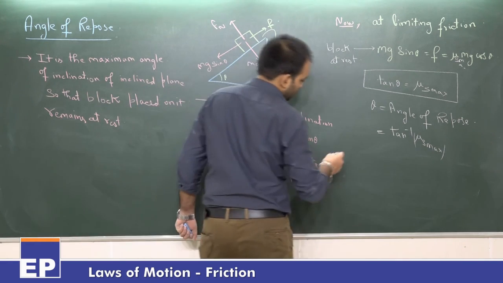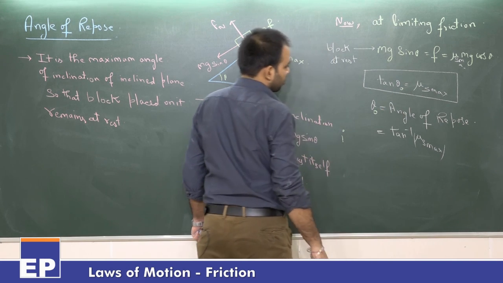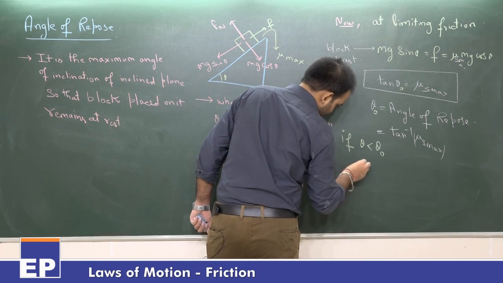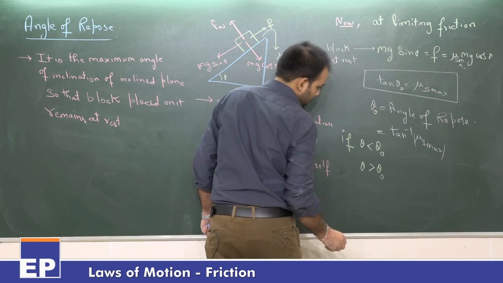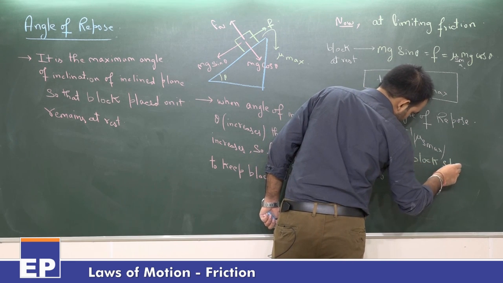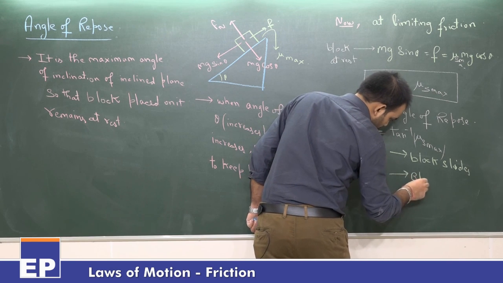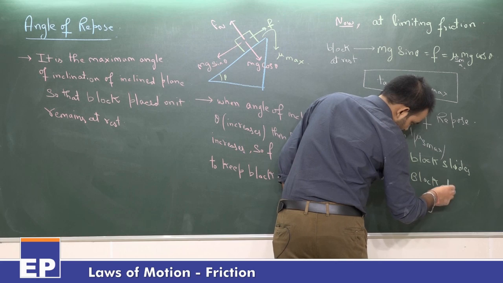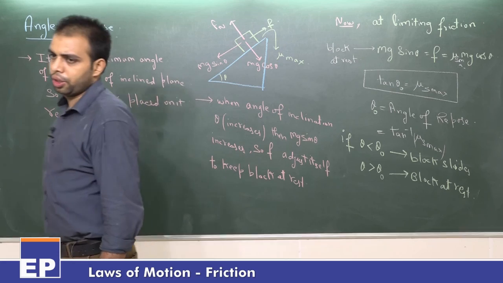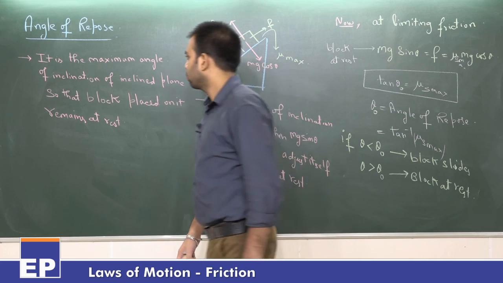If, इसको theta naught बोलो जो इस पे एंगल है. If theta greater than theta naught, block slides. Next, less than है तो block at rest. Right? So we can say like this. Is it clear to all of you? लिखें इसको.